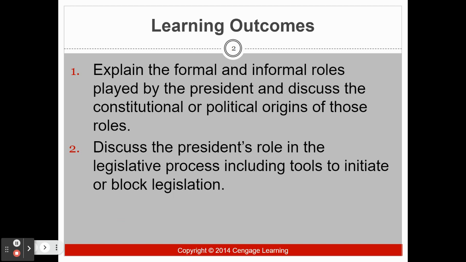The formal and informal roles played by the president. There are 7 hats that the president plays. Okay, and then there are informal roles of the president that we will look at. But we're going to look at mostly his powers and the formal roles of this.